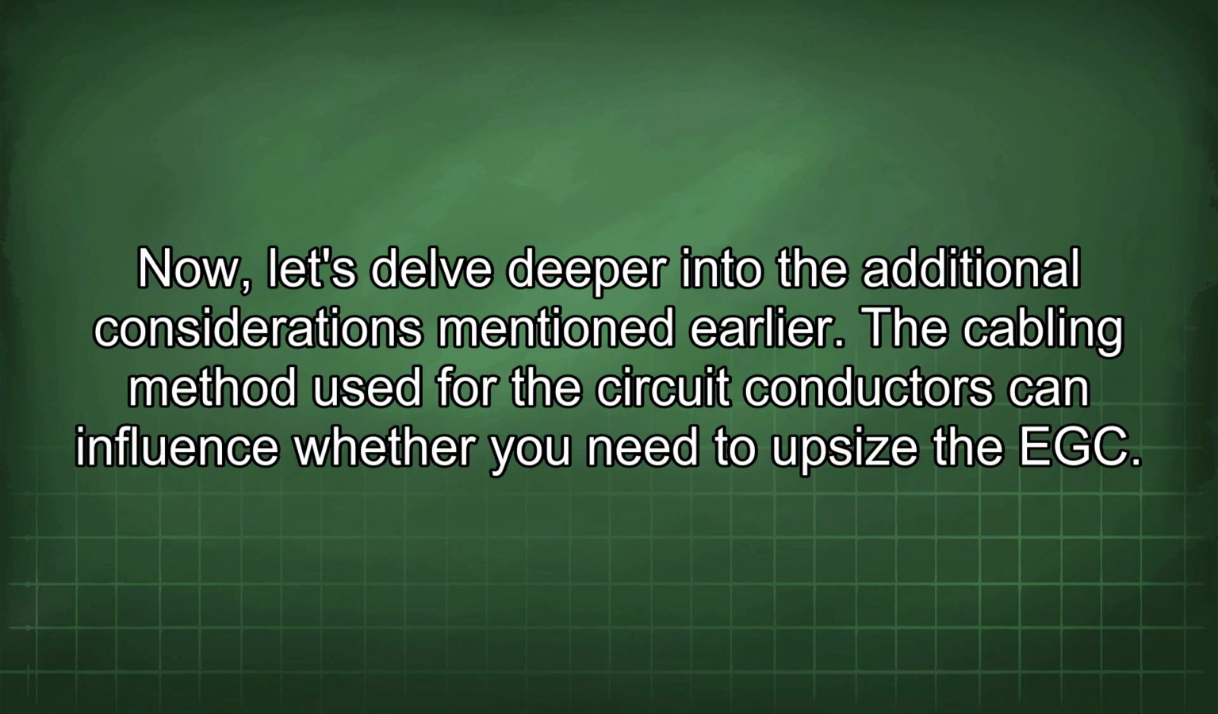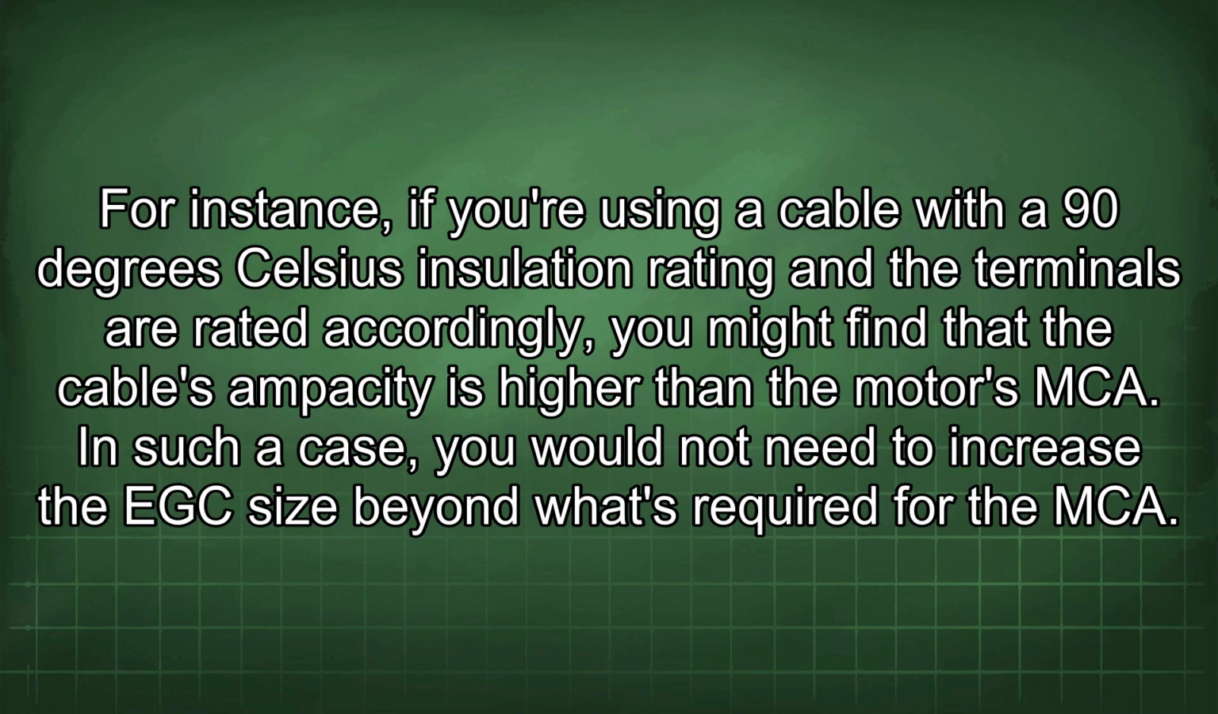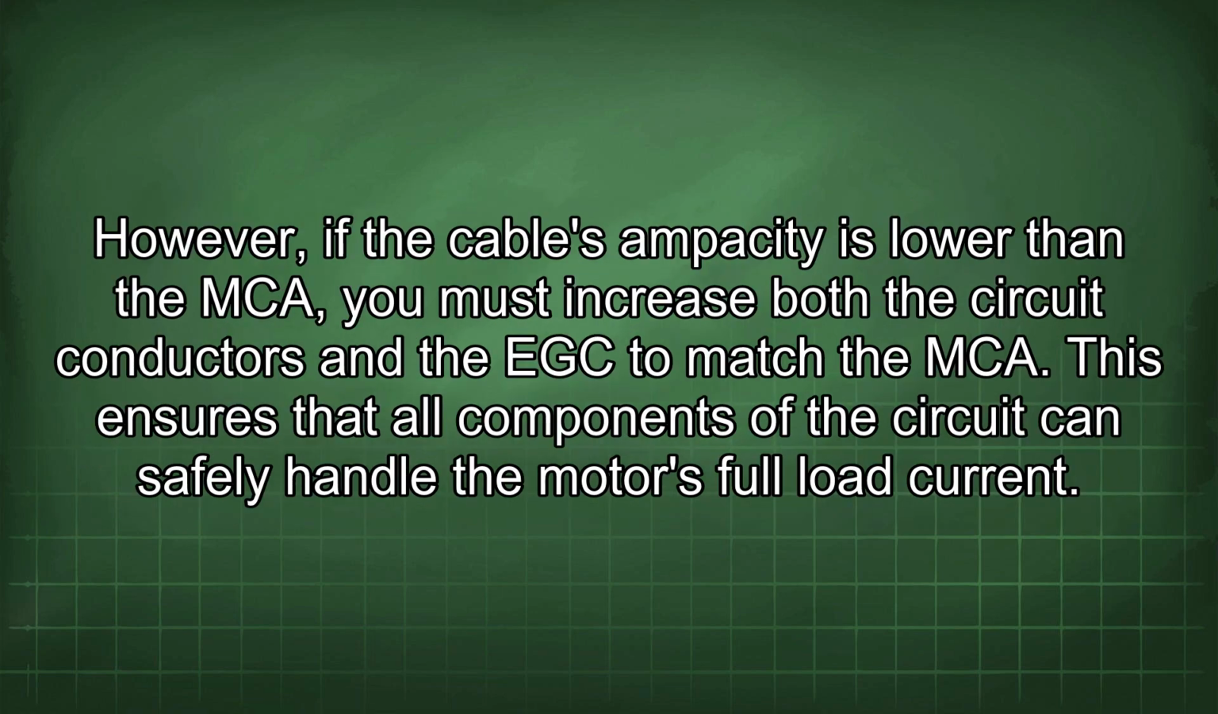Now let's delve deeper into the additional considerations mentioned earlier. The cabling method used for the circuit conductors can influence whether you need to upsize the EGC. For instance, if you're using a cable with a 90 degrees Celsius insulation rating and the terminals are rated accordingly, you might find that the cable's ampacity is higher than the motor's MCA. In such a case, you would not need to increase the EGC size beyond what's required for the MCA. However, if the cable's ampacity is lower than the MCA, you must increase both the circuit conductors and the EGC to match the MCA. This ensures that all components of the circuit can safely handle the motor's full load current.